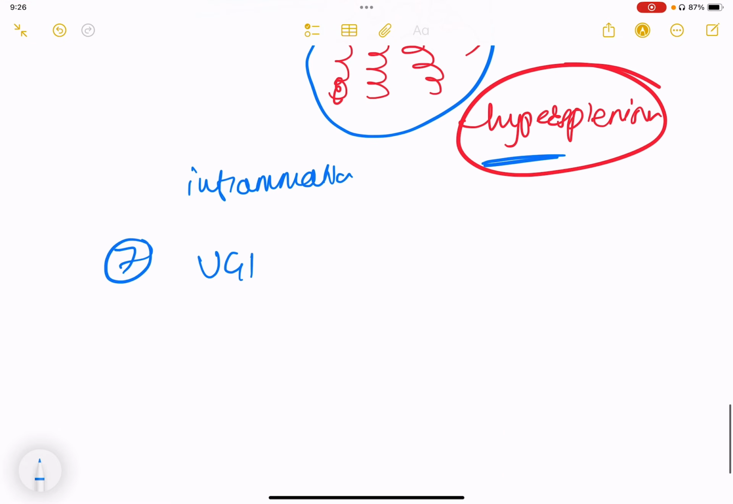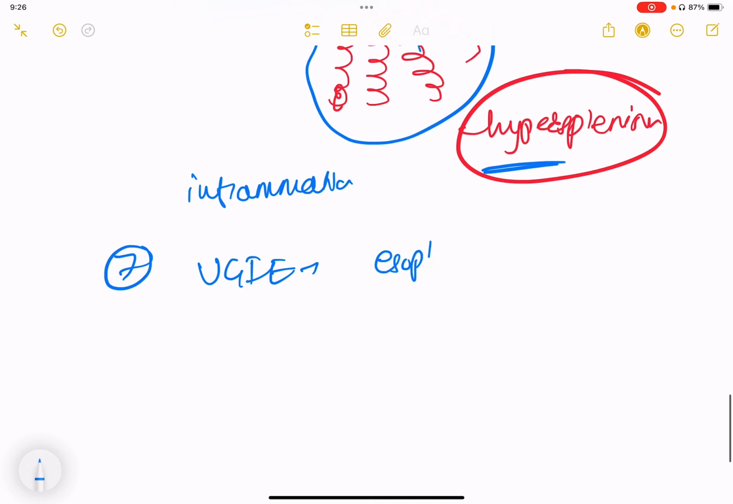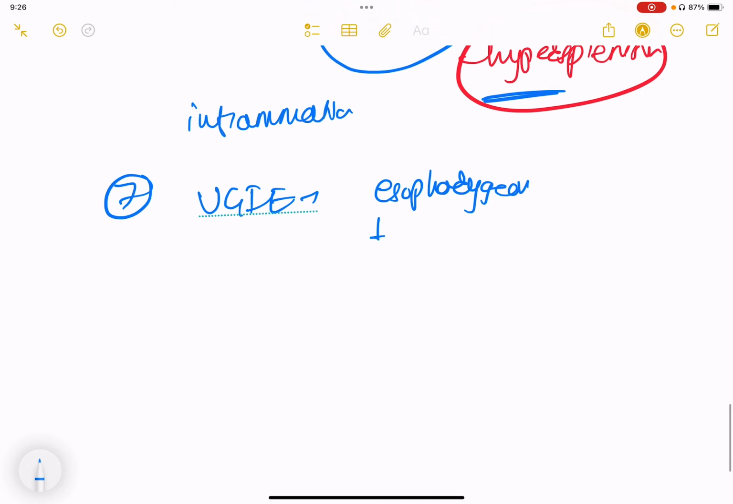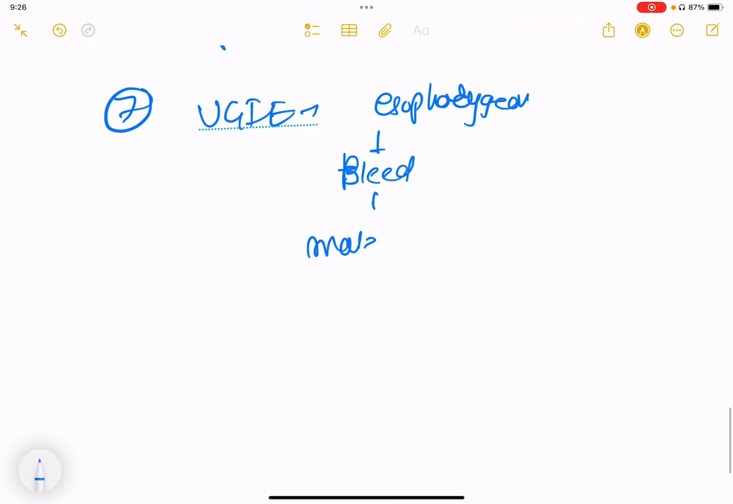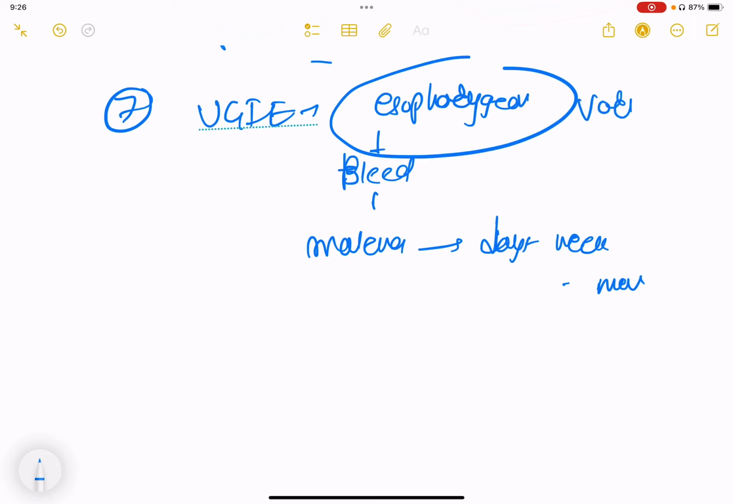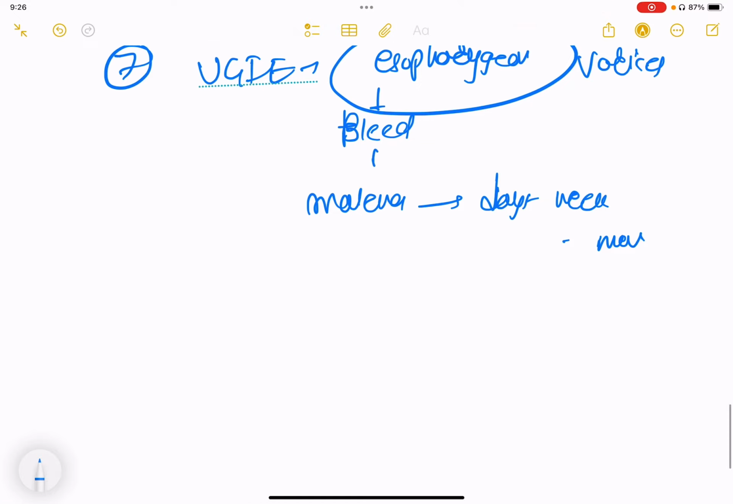Another reason: whenever we say that the patient has CLD, we very commonly have esophageal varices. Because of the esophageal varices, these varices very commonly tend to bleed. So the patient may have melena that can be mild, moderate to severe in quantity and intensity, and that may last for days, weeks, or months together. So there is chronic blood loss through these esophageal varices that very commonly causes melena.